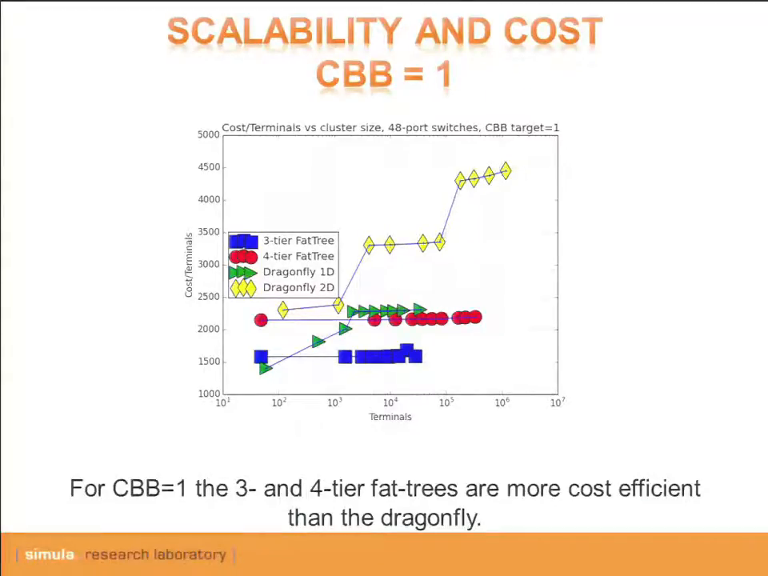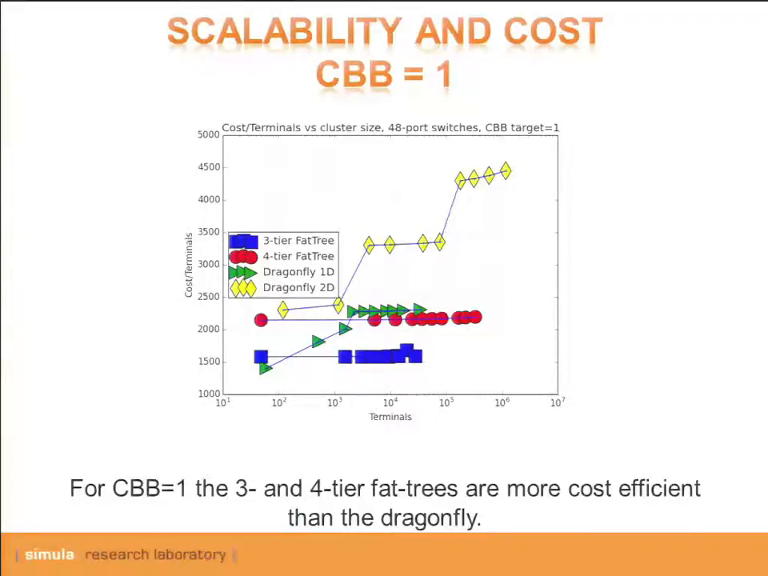So you have the size of the system on the x-axis, and you have cost per terminal on the y-axis. And this is for a CBB target of 1. So this is where the factory excels. This is what it's made for. The blue line at the bottom is the 3-tier factory. Obviously, it's the cheapest one. We know that the factories are made to be non-blocking. The 4-tier factory is also quite good. It's actually cheaper than the non-blocking Dragonfly, even the small one. So this is where the factories excel.